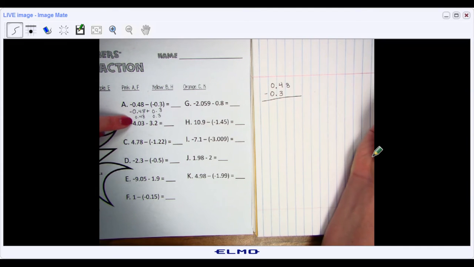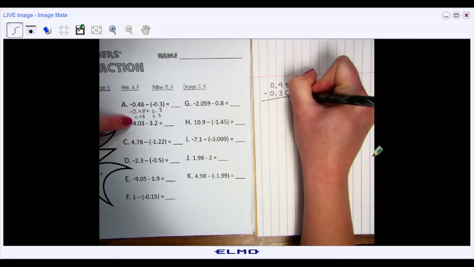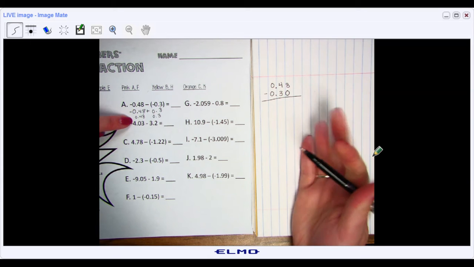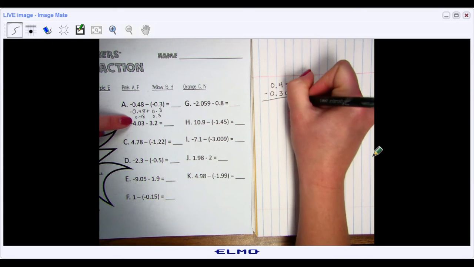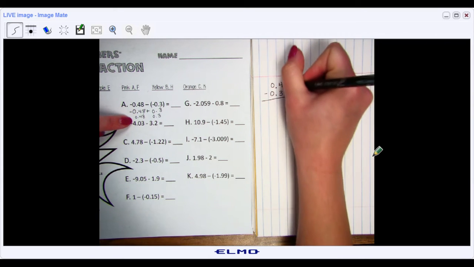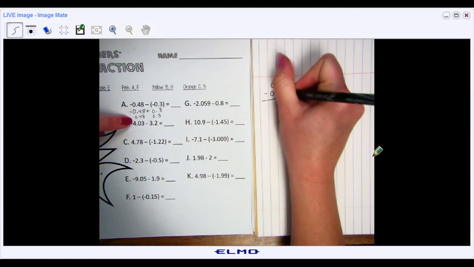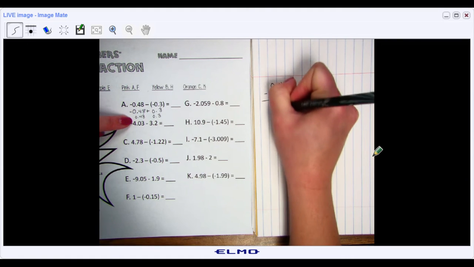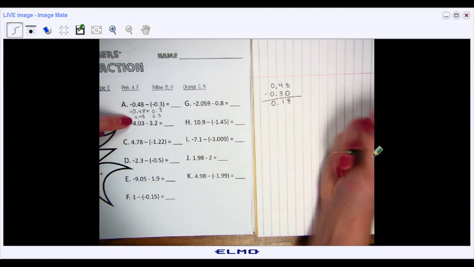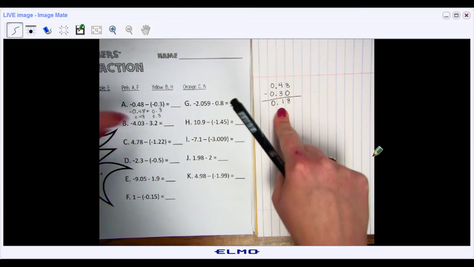Now, I'm going to add a 0 in this space to help me visualize. So I'm going to do 8 minus 0, which is 8. 4 minus 3 is 1. Bring down my decimal, and then 0 and 0 is 0. So I get 0.18, but we're not done yet.